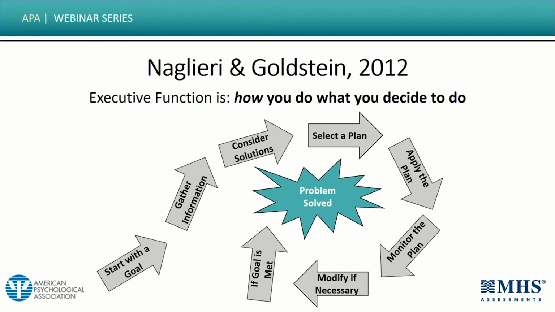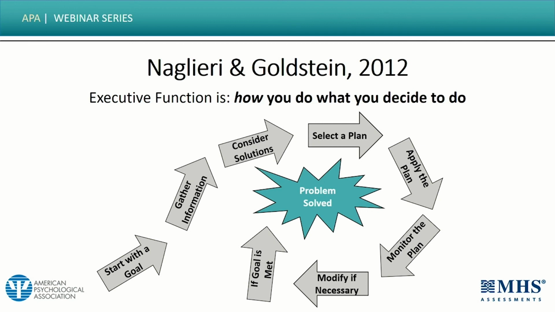And that's a very important point when I talk about intervention. I'll be emphasizing that executive function is when the person decides how to do something, not when the person is following a script that someone else wrote for him or her.